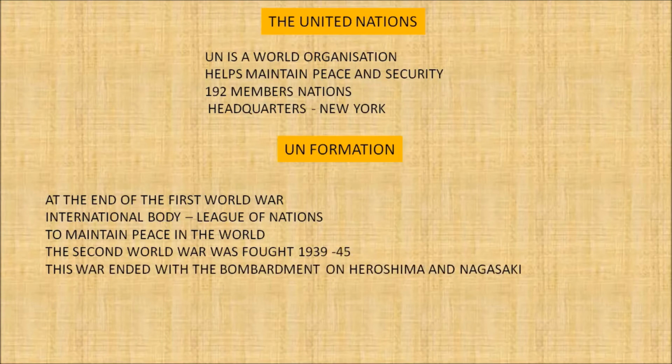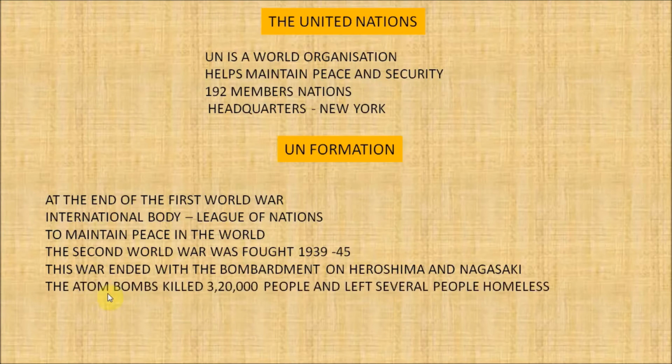And we see the Second World War was fought from 1939 to 1945. This war ended with the bombardment of Hiroshima and Nagasaki in Japan in 1945. This was more terrible and caused huge destruction. The atom bombs killed 3,20,000 people and left several people homeless.